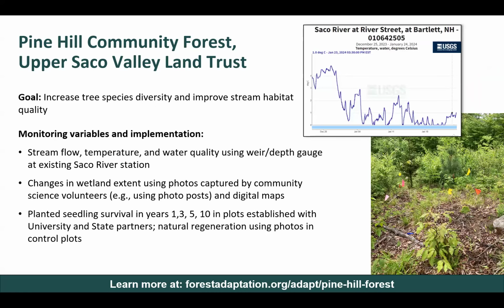In their Step 5 monitoring plan, managers developed a handful of monitoring variables using a combination of existing and new data and partnerships to get the monitoring done. These include collecting measurements at an existing USGS river station to evaluate changes in stream flow, stream temperature, and water quality, measuring visual changes in wetland extent using photo posts and photos collected by community science volunteers and digital maps, and measuring survival of planted seedlings and natural regeneration across management and control plots with help from university and state partners.